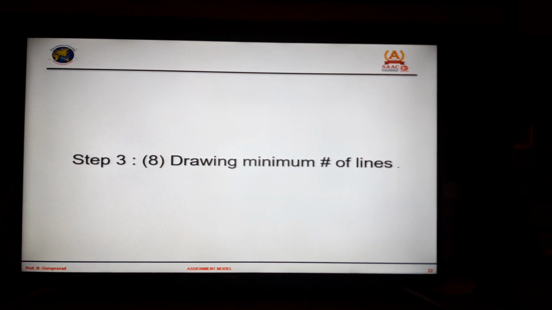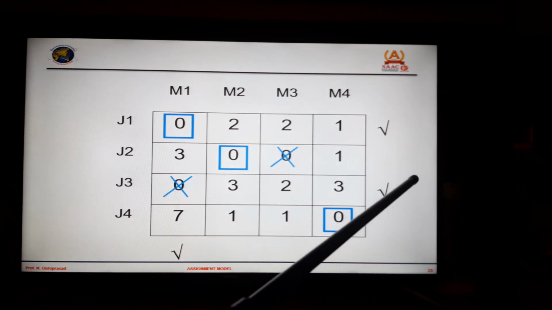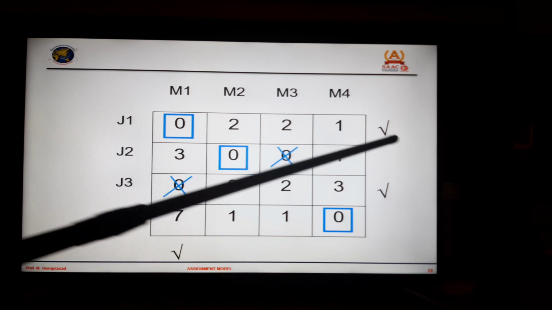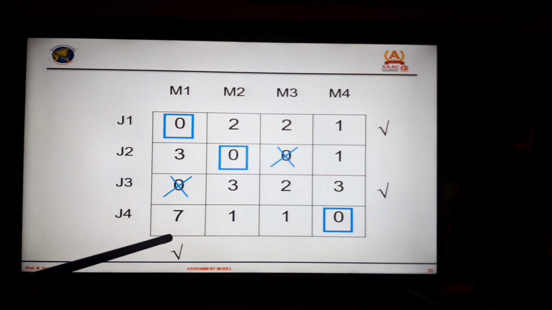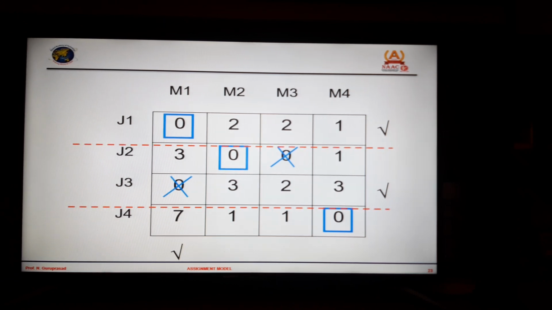For that, what you have to do is, this is what you already have with you, right? Now, find a row where ticking is not done. So what we say, draw lines through all unmarked rows. The second row and the fourth row do not have any tick, so the second row and the fourth row are called unmarked rows, and we draw a line. Watch out carefully.